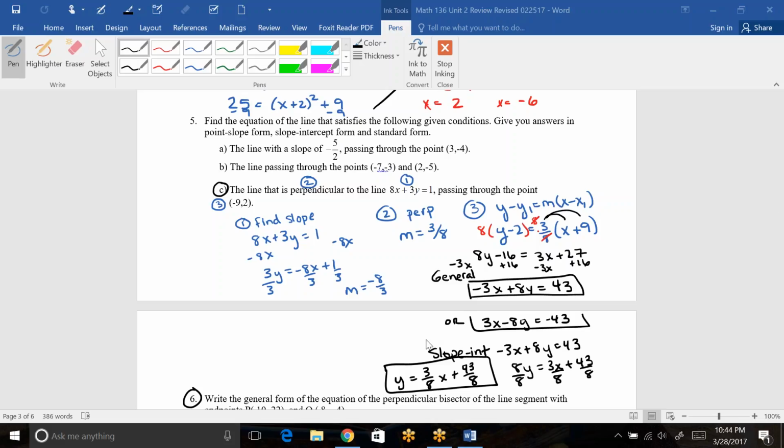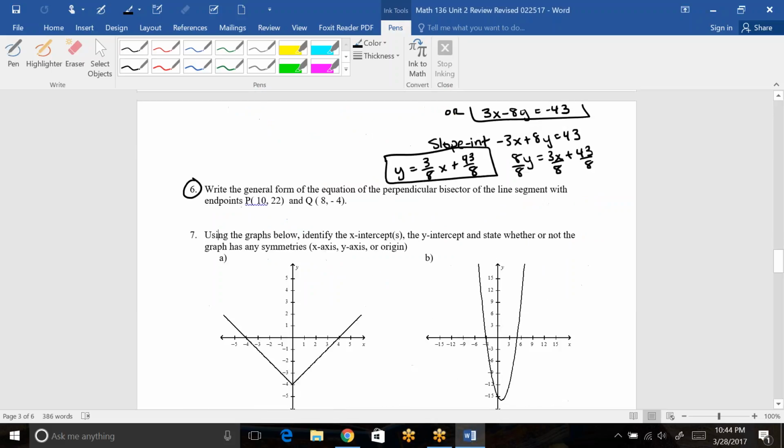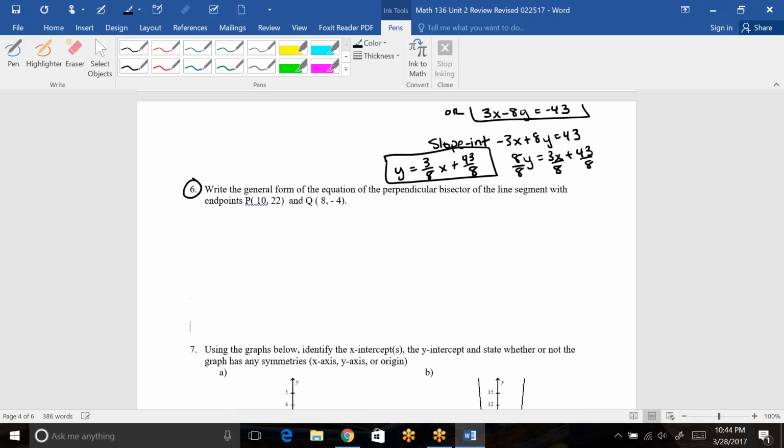All right, so that moves us down to number 6. Number 6 is sort of similar, but there is one defining feature that's different about it. It says not only do you want a perpendicular line, you also want something called a bisector. A bisector means you need a midpoint. Perpendicular means we need to know something about slope.